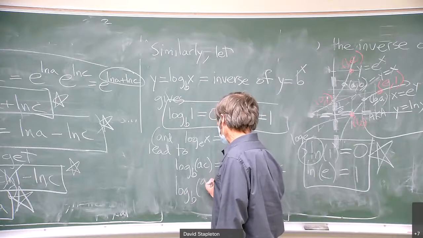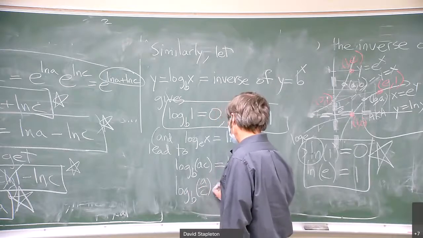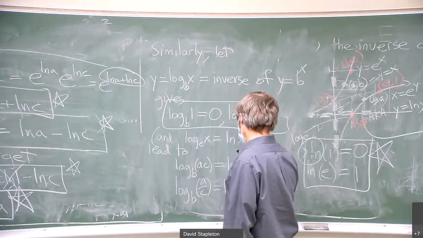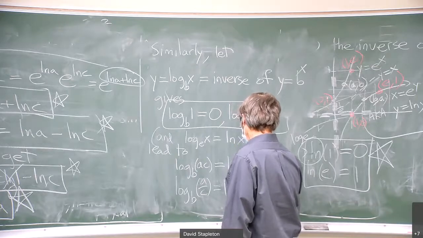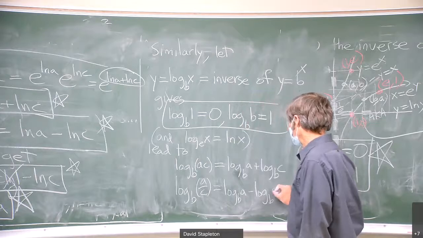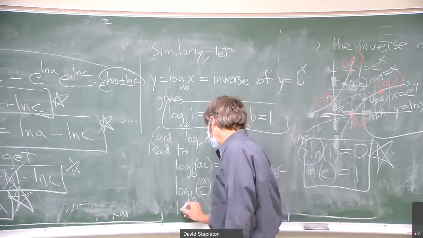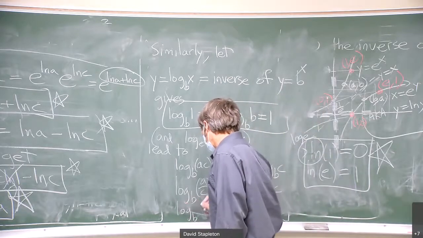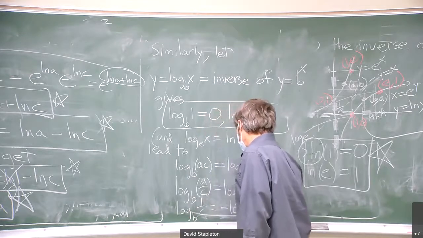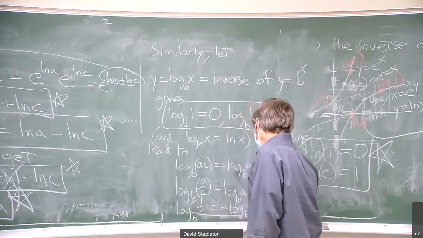Log base b of a over c, just like that one, and it's an analogous proof to what we did for the product there, is log a minus log c. And log of 1 over c is a special case of that. So put a equal to 1. Log of 1 over c is minus log of c, in any base.